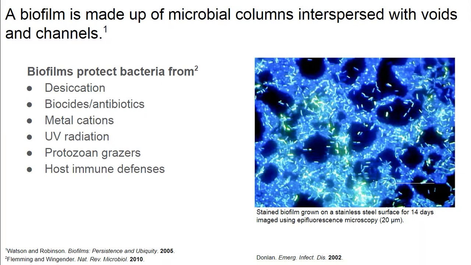A biofilm is made up of microbial columns interspersed with voids and channels. Like a bacterial house, biofilms protect bacterial residents from threats like desiccation or drying out, biocides and antibiotics, metal cations, ultraviolet radiation, protozoan grazers in marine environments, and host immune defenses.